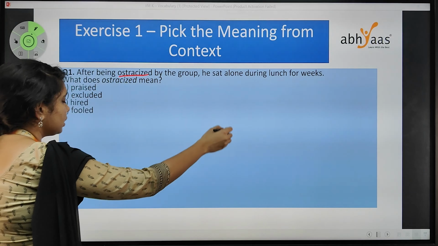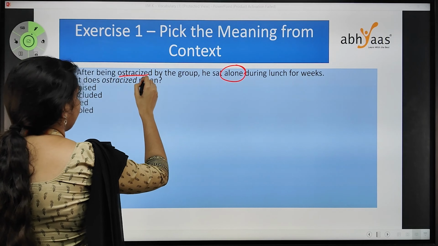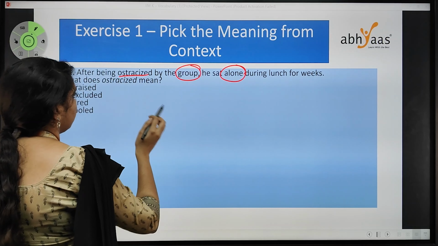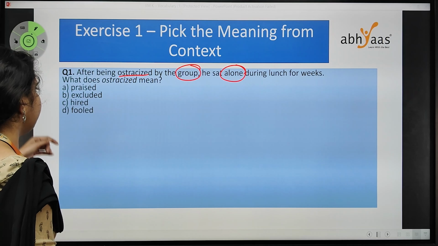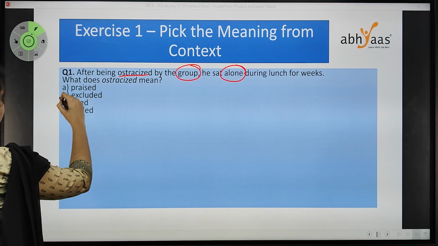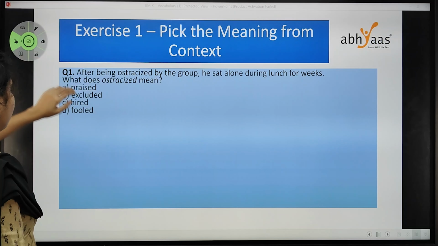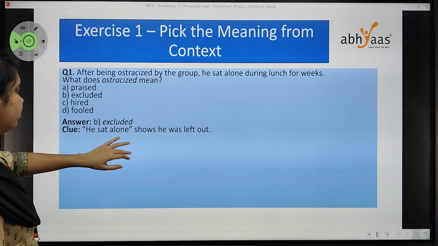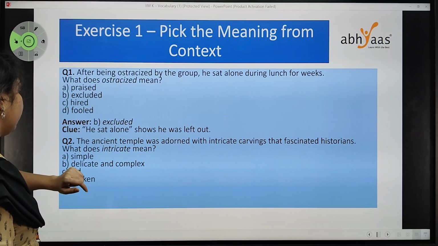So here is the clue we have. Okay, he's alone. He used to be in a group, now he is alone. So what do you think that means? Is it praised, excluded, hired, or fooled? I think it's pretty clear here that he is excluded, right? Yeah, he was left out. Let's see one more question.